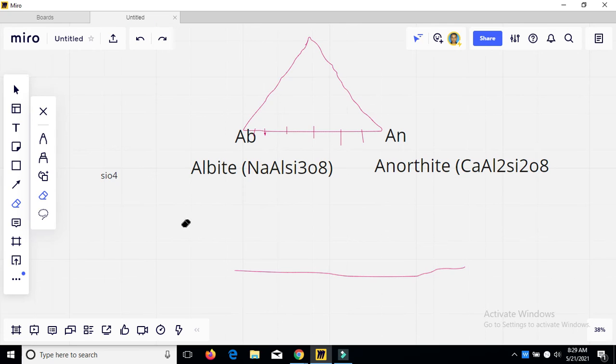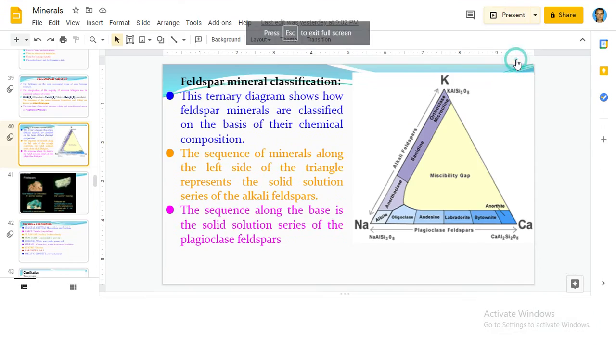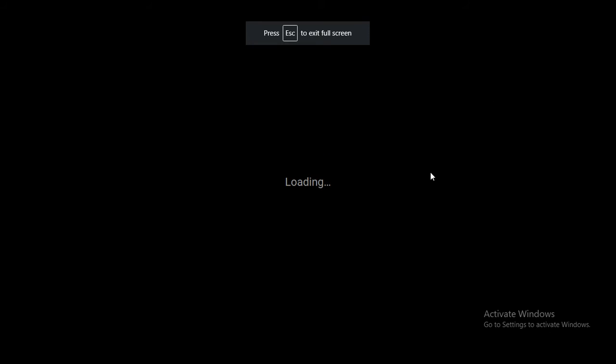Okay. Now any of the minerals lying in this area will be rich in albite and less in anorthite. As you move in this direction, your albite will be decreasing and anorthite will be increasing. So it is clear now? Yes, sir.